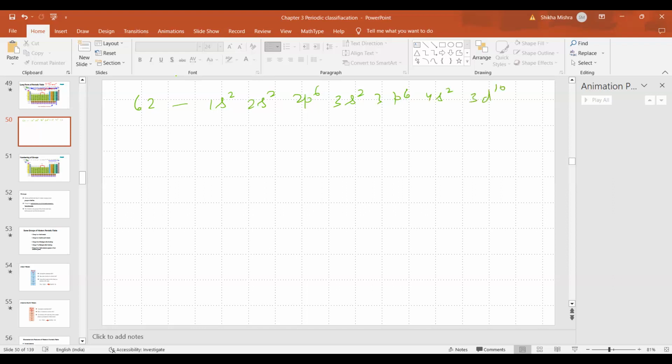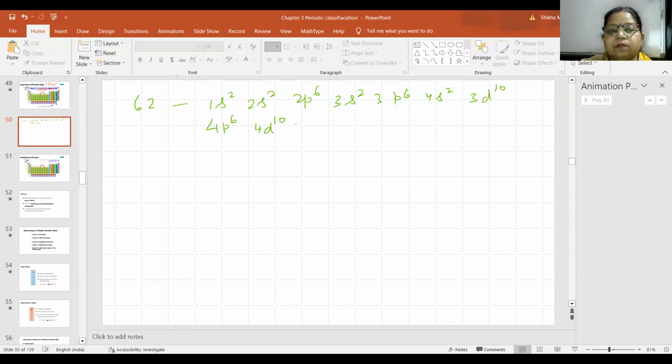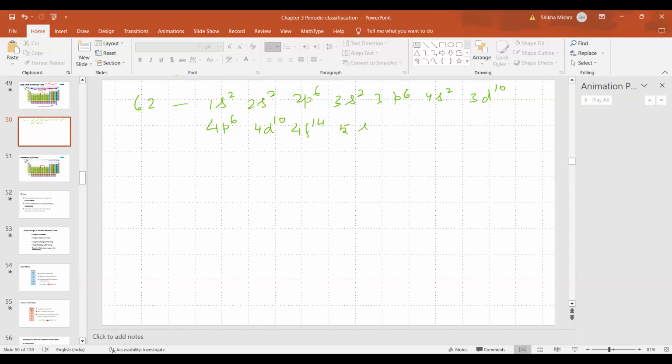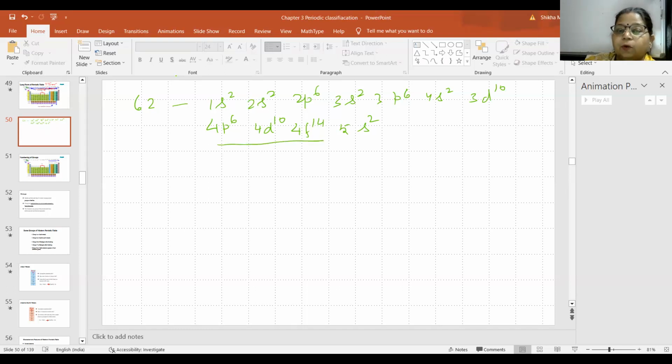4p6, 4d10, 4f14, 5s2, 4d10. Then what do you say? 4f14, 5s2. Have you followed the above? Even I don't remember, but I'm pretty sure 4p, 4d and 4f cannot be consecutive.